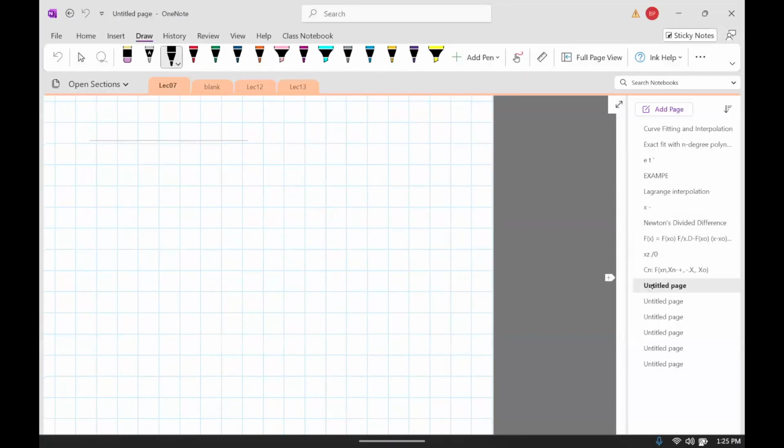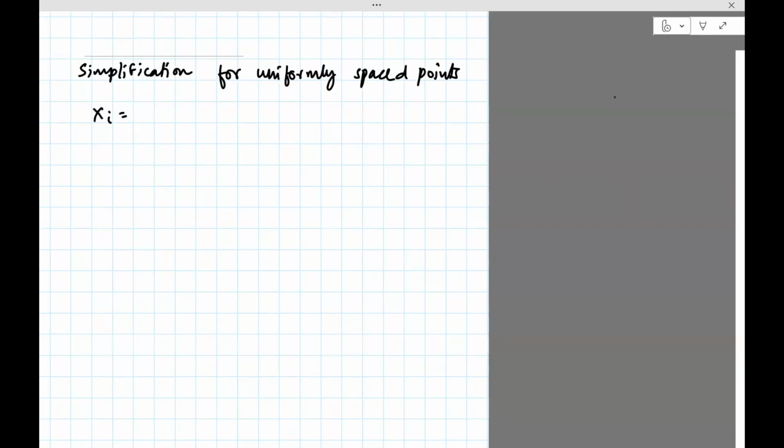So this is going to be a simplification for uniformly spaced points. What it means is xi is x0 plus i delta x, where i equals 1, 2, 3, and so on till n. So the data is spread equally.